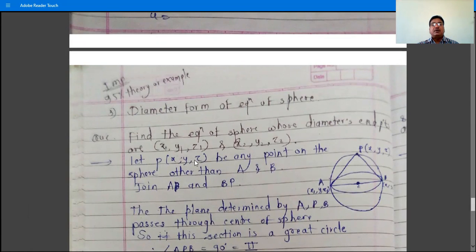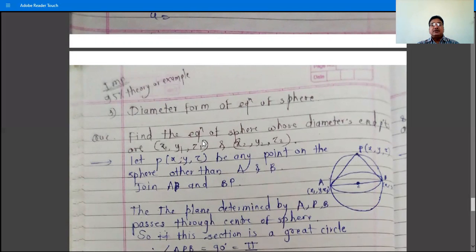This is the general form, or (x − a)² + (y − b)² + (z − c)² = r², where (a, b, c) is the center and r is the radius. Now we have to find the diameter form of the equation of a sphere.